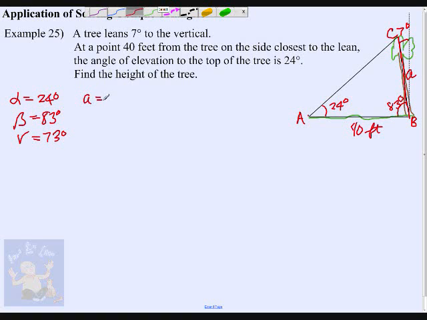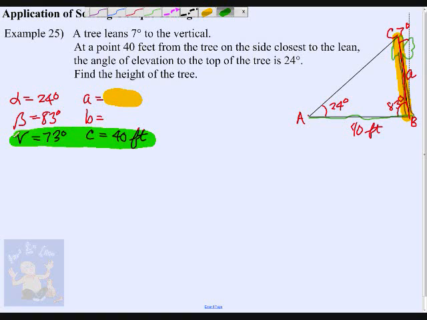A, which is the one we want. This is the important one to us. This is what we're looking for. What is the length of this tree? B and C, of course, we have. It's 40 feet. So looking at this, we can use the law of sines if we have a pair. And indeed, we do right here. So we'll use that to establish our ratio.